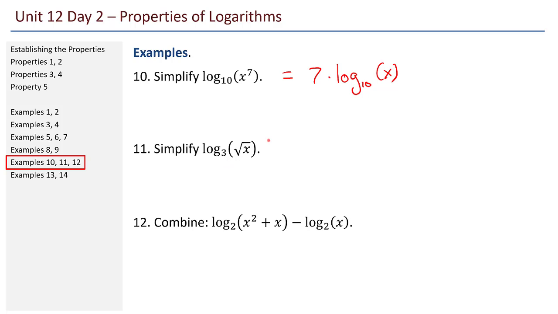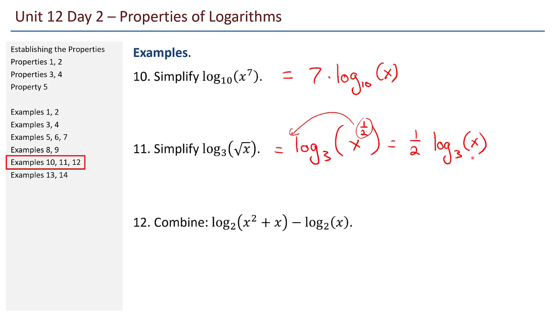How am I going to simplify this middle one? Well, the square root of x, remember, so this is log base 3. That square root of x is the same thing as x raised to the 1/2 power. So now, property of logs, I can take that 1/2, bring it out front, and this becomes 1/2 log base 3 of x. There we go.